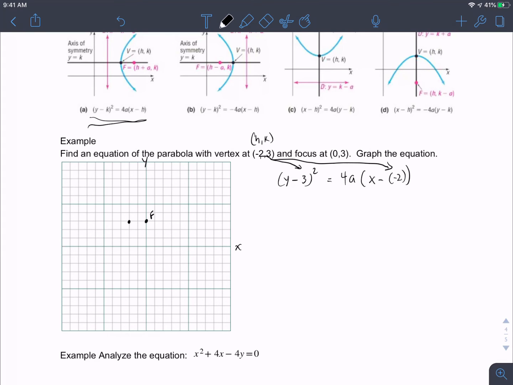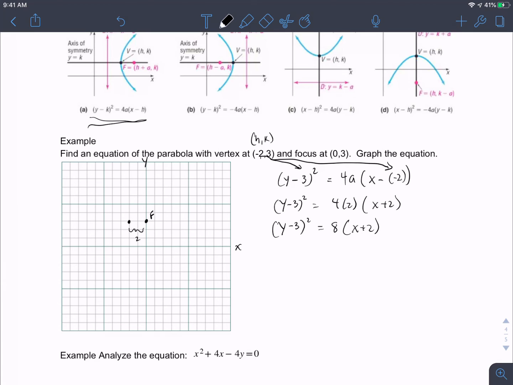And so what we need to do is find out what a is. And we have to remember that a is the distance from the vertex to the focus. So how far is this? Isn't that distance 2? So we know that we're going to have (y - 3)^2 equal to 4 times 2 times (x + 2). So (y - 3)^2 is going to be equal to 8(x + 2). That is the equation for the parabola.